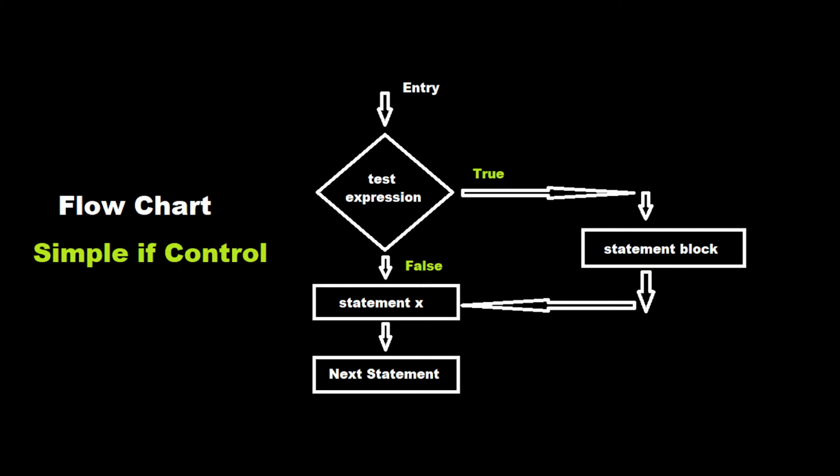So you can see here, we have the entry, then the test expression, and it follows two paths, true and false. If it is true, it will execute the statement block, then it will go to the statement X. If it is false, it will directly go to the statement X. Then it will go on to the next statement. So let us look at an example where we will get to know the if statement more. I will go to my editor now.